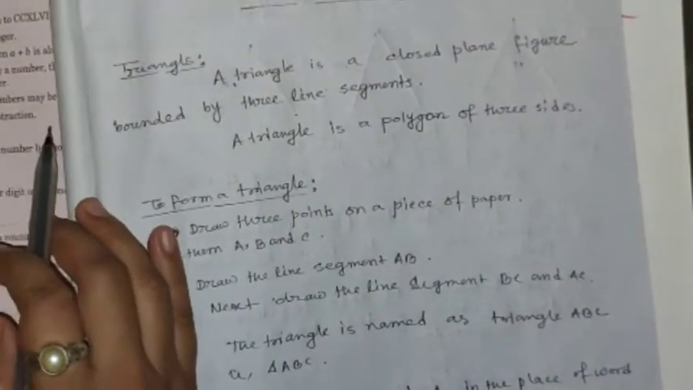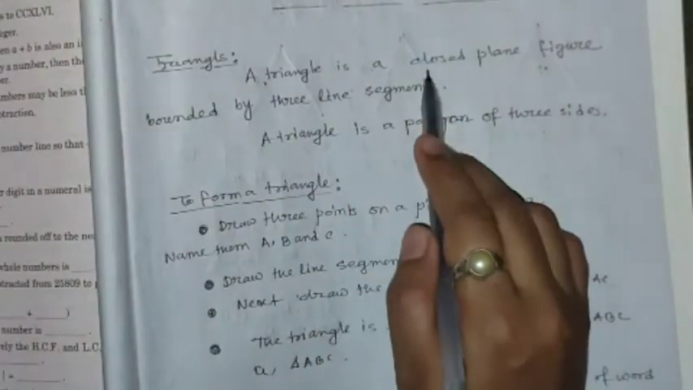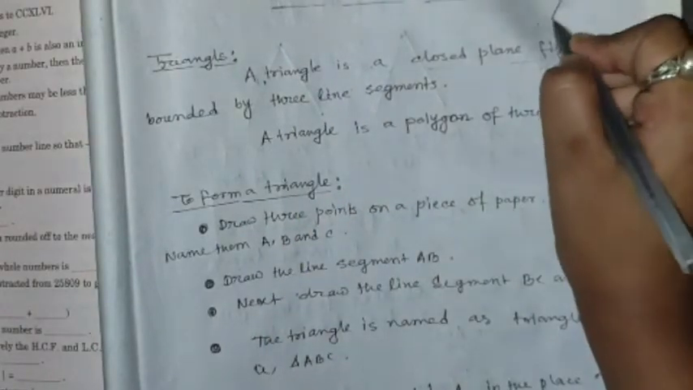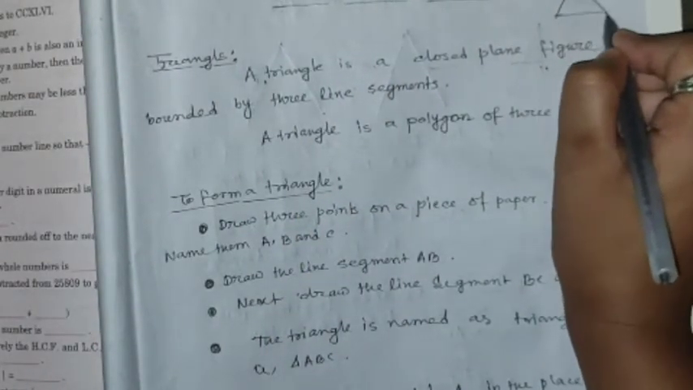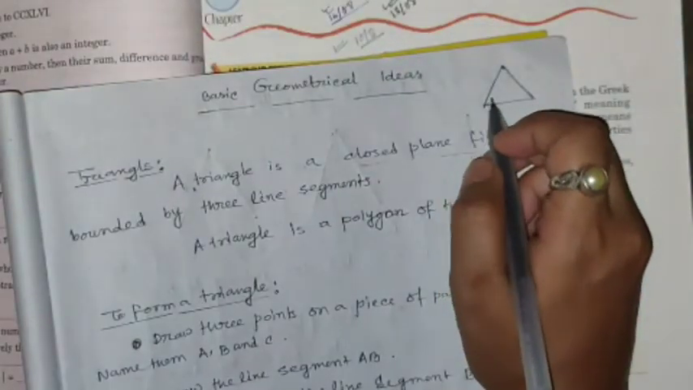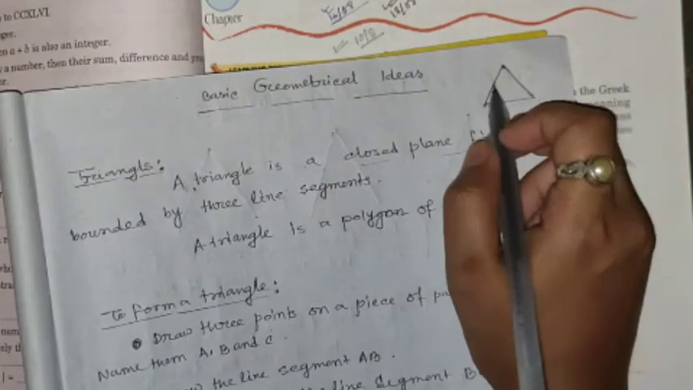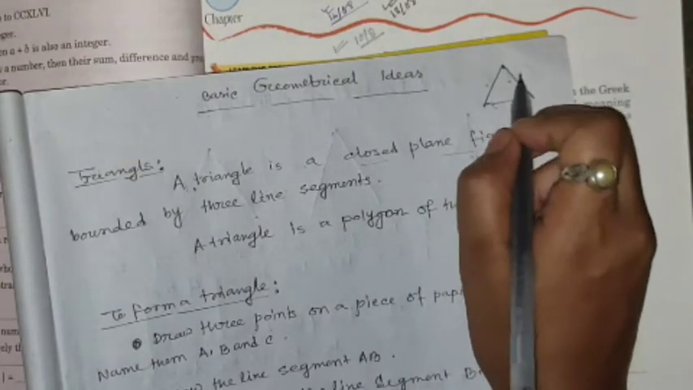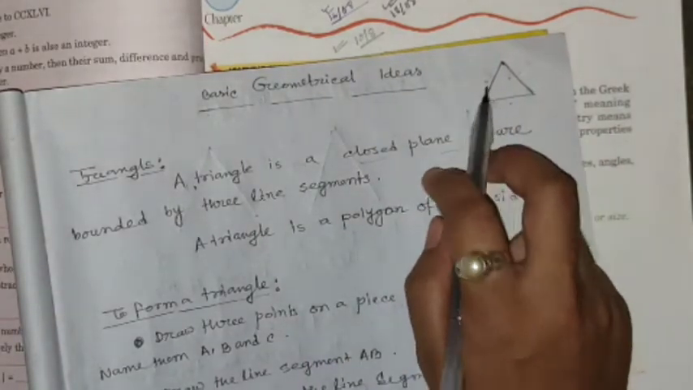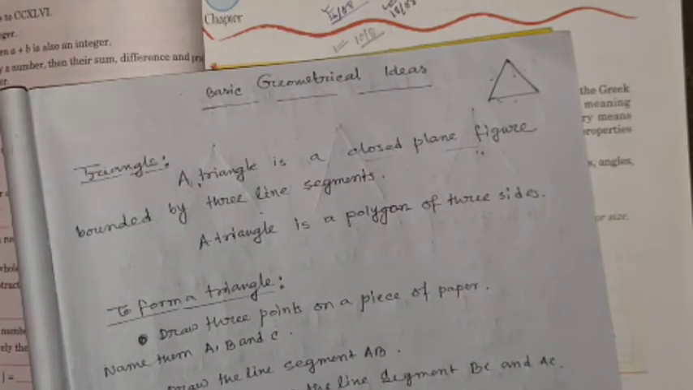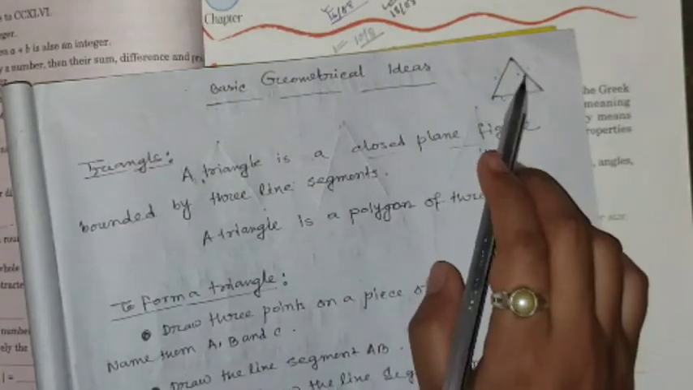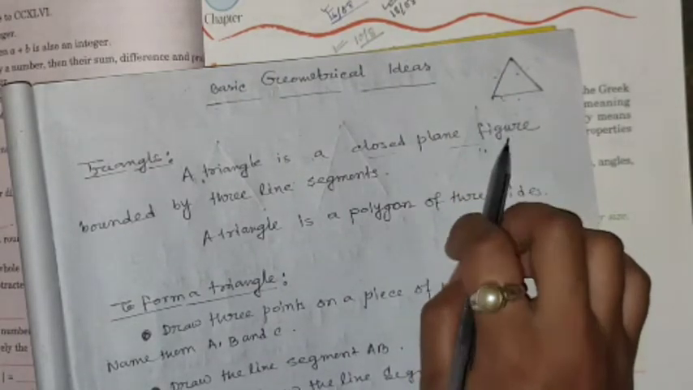What is called triangle? A triangle is a closed plane figure bounded by three line segments. That means a triangle is a closed figure. That means here the end point and starting points are same, and it is bounded by three lines, 1, 2, 3. So a triangle is a polygon of three sides. Polygon means it is a simple closed curve and it contains only line segments. That means it is a polygon of three sides.